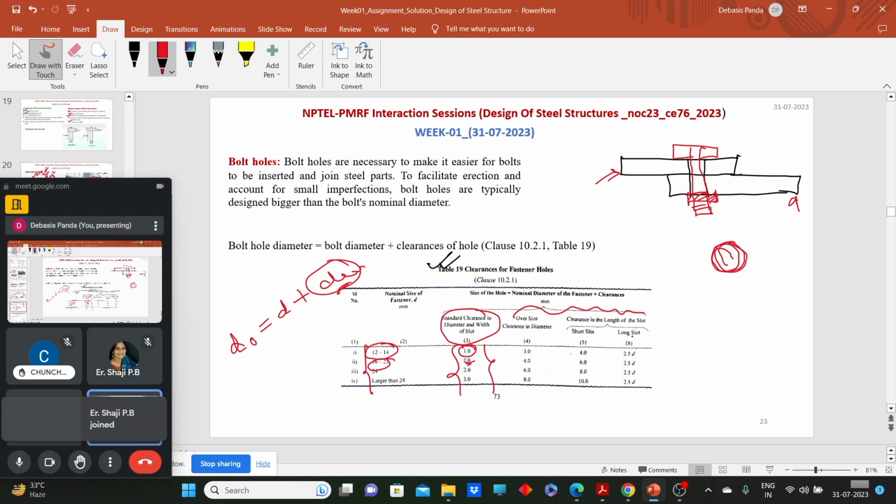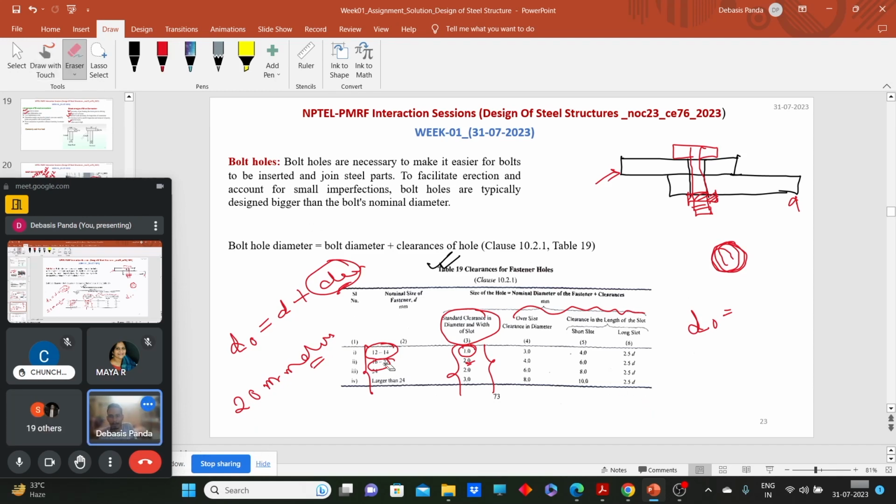Like, if someone says you have a bolt of 20 mm diameter, tell me, what will be the diameter of the bolt hole? So we have 20 mm diameter bolts. What will be the diameter of that bolt hole? Yes, 22 mm. Very good. Because we are dealing with the standard clearances. 20 plus, look, this clearance 2. That means 22 mm will be the size of the bolt hole.